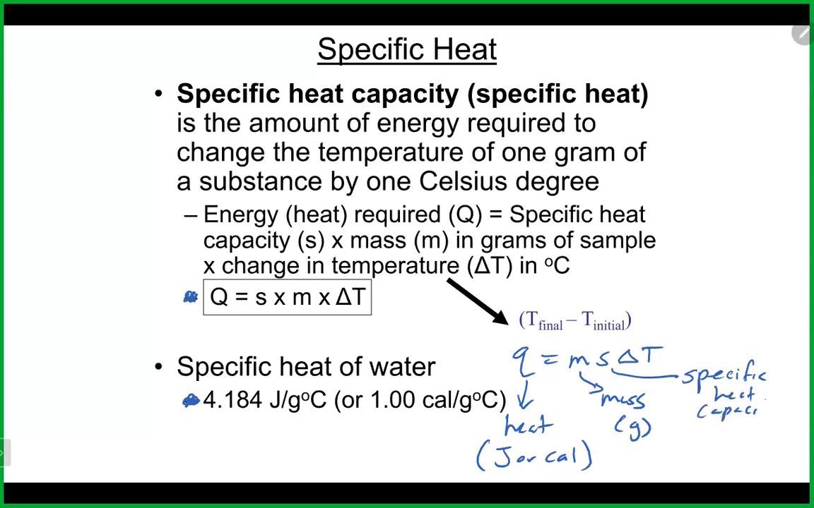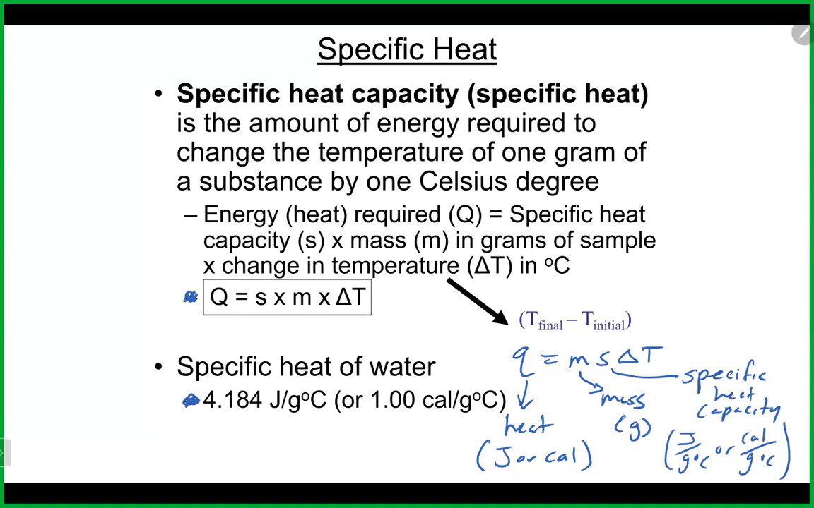And it actually has 3 units. It has either joules per gram per degree Celsius or calories per gram per degree Celsius. You should not confuse the specific heat capacity with Q, which is oftentimes done. So if you want to remember, Q has 1 unit, specific heat capacity has 3 units.